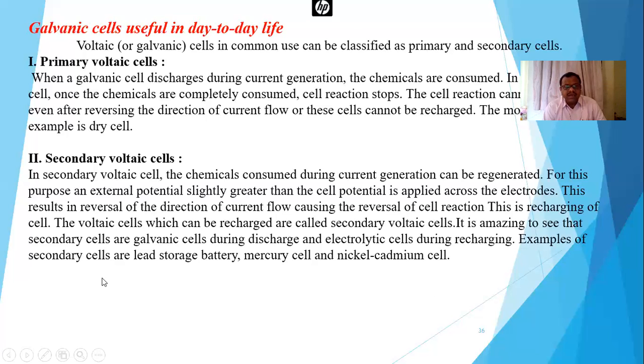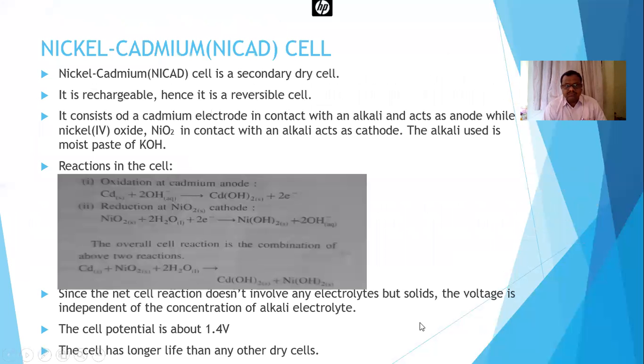Examples of secondary cells are the lead storage battery, mercury cell, and nickel cadmium cell. I repeat again, the secondary voltaic cells commonly used in our day-to-day life are the storage battery, mercury cell, and nickel cadmium cell. Now, let us discuss one of these cells, that is the nickel cadmium cell.